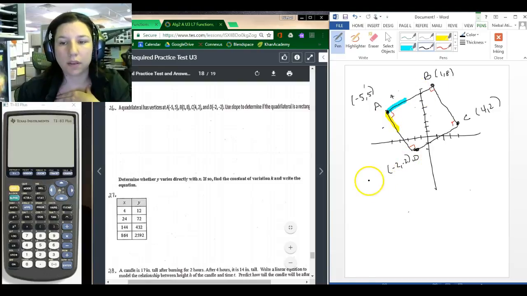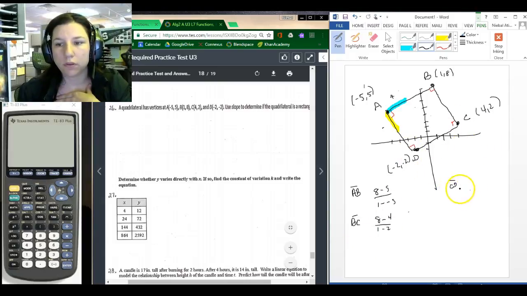Okay, let's find the slope of this line first. So it's going to be 8 minus 5 over 1 minus -5. This line would be 8 minus 4 over 1 minus 2. This line should be 2 minus -2 over 4 minus -2. And then our last line should be -2 minus 5 over -2 minus -5.